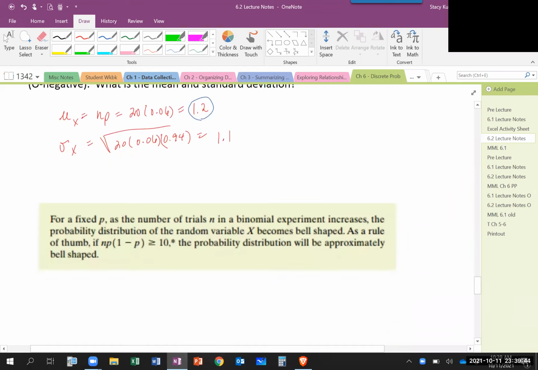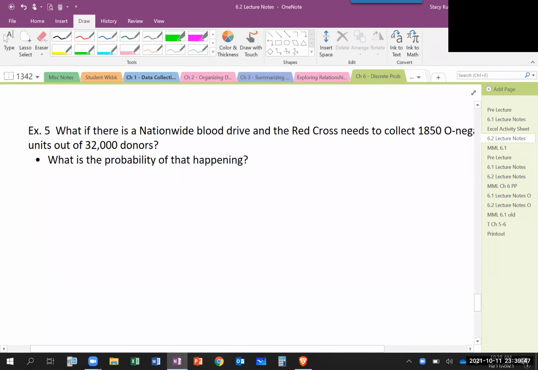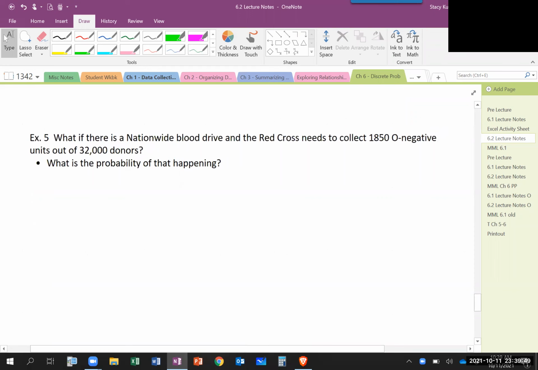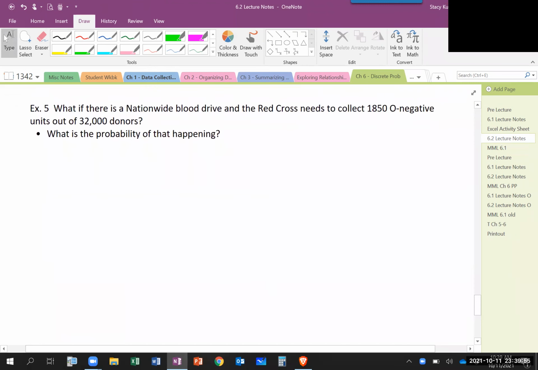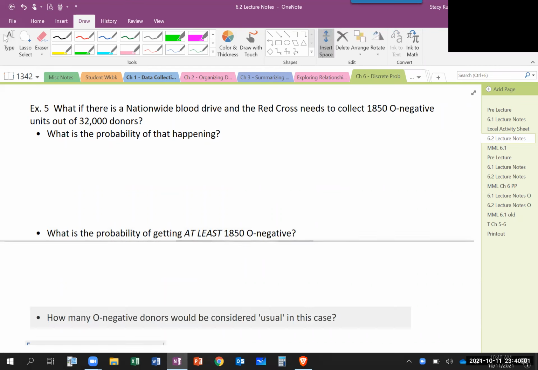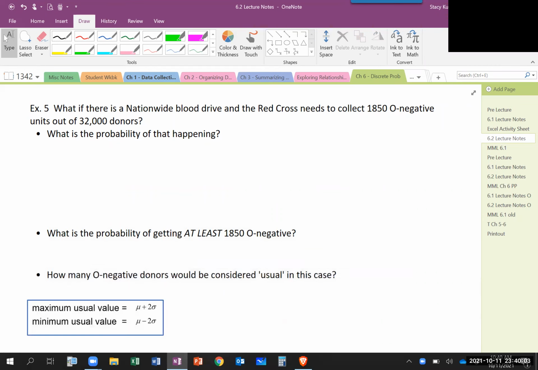Well, we know that this is not a normal distribution. Let's look at this scenario really quickly. This scenario says we haven't changed our populations, we haven't changed the 6%. 6% of people are still O negative. That doesn't change. We're still going off of that idea right now.